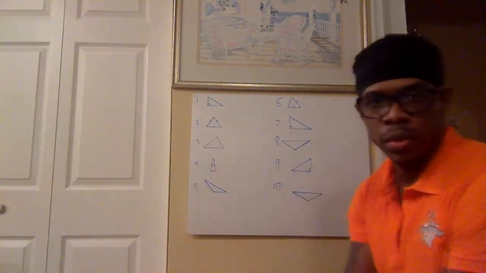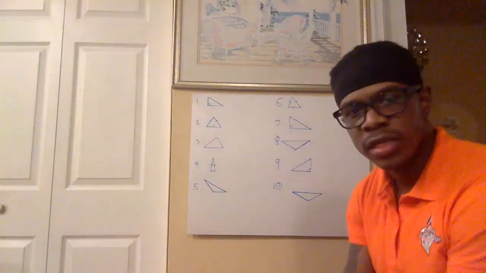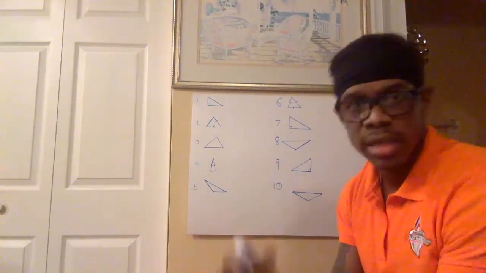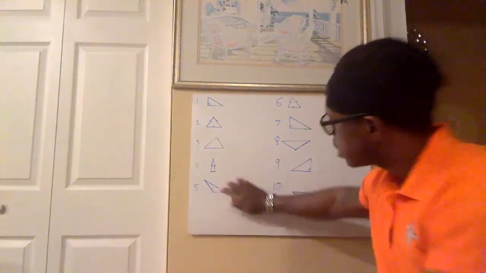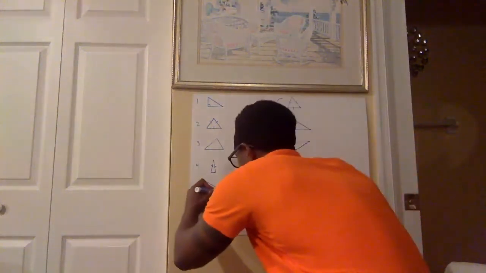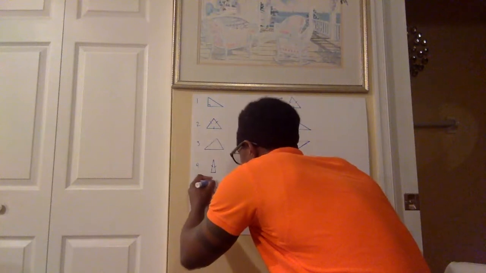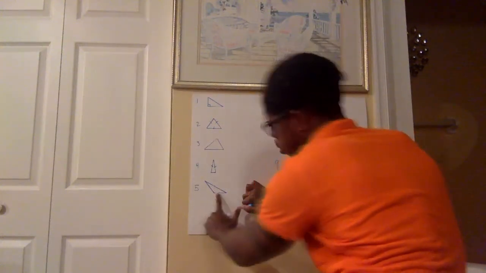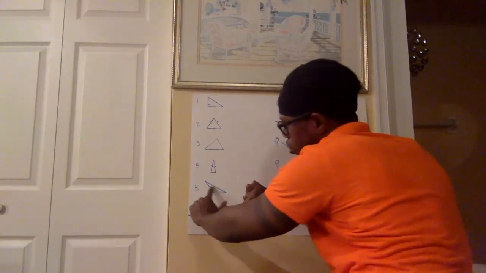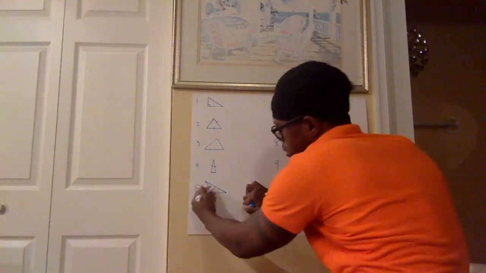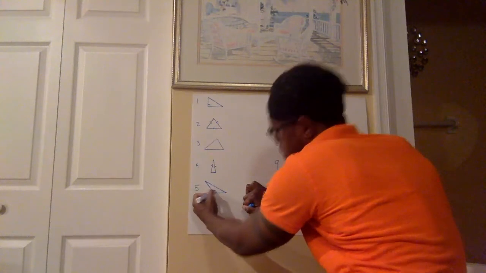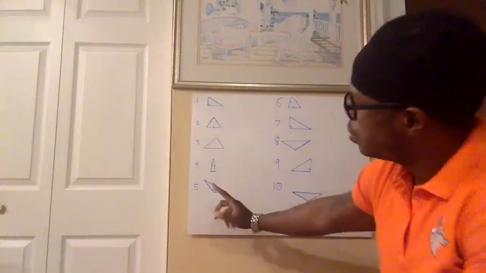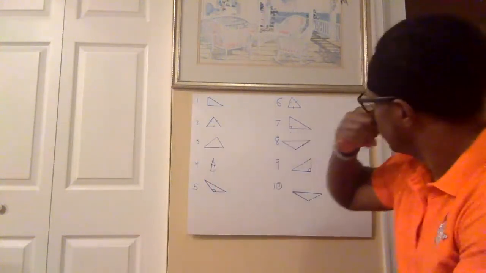All right, what about number five? If I say number five is an obtuse triangle, would I be correct? Yes, I would be correct. Because again, remember, let's put that 90 degree line there and measure it. This angle right here goes greater than 90 degrees, so that would be an obtuse angle triangle.